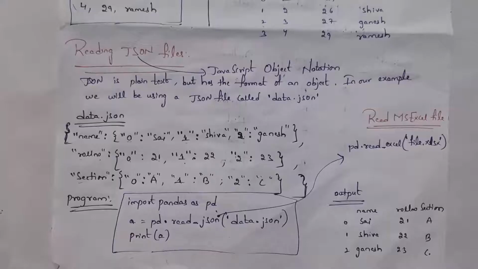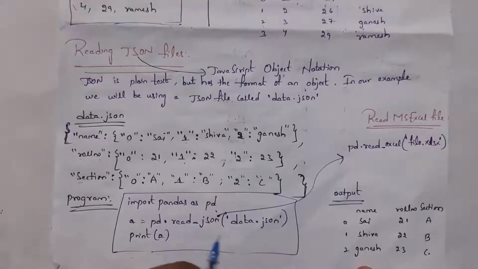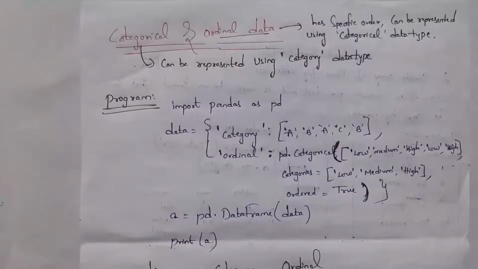Guys, in the same way you can also read an MS Excel file. If you want to read an MS Excel file, in place of writing read_json, you need to write read_excel, and here you need to give your MS Excel file name. This is an example. Next I will explain what is categorical and ordinal data.